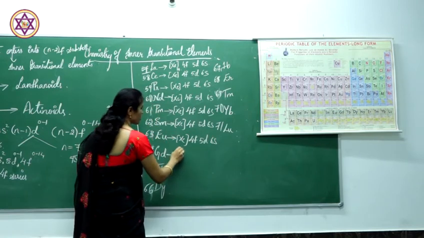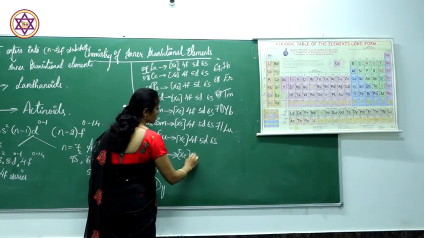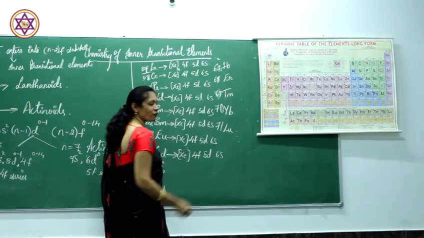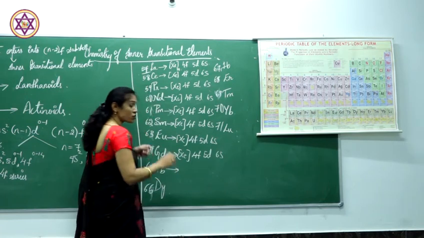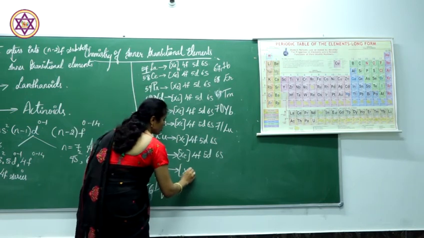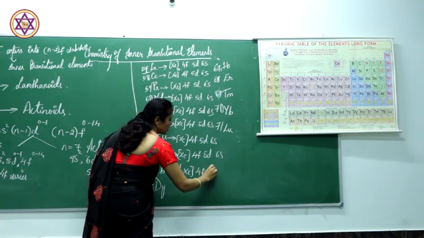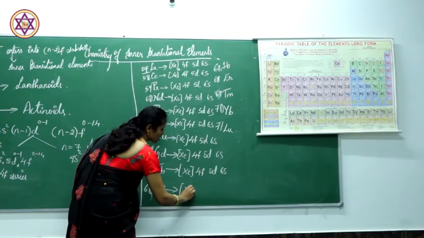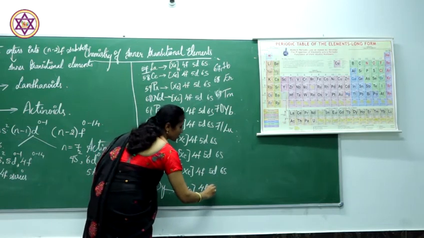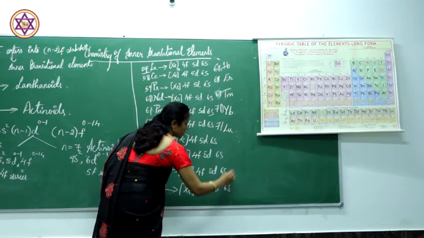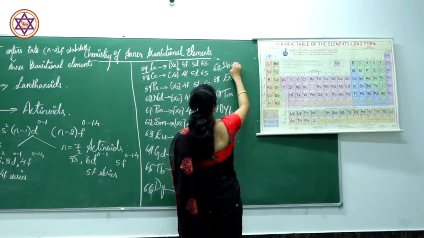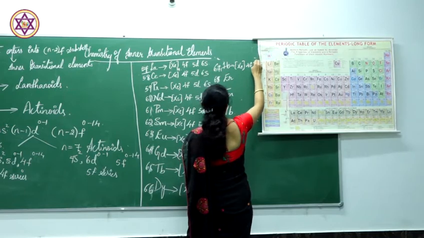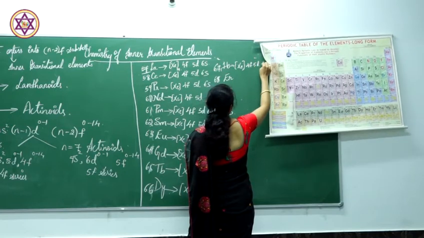In the inner transition elements, the filling of electrons does not always take place according to the Aufbau principle. Most of the elements in the periodic table obey the Aufbau principle, but certain elements do not obey it. Like that, in the inner transition elements also, there are certain elements which do not obey the Aufbau principle.